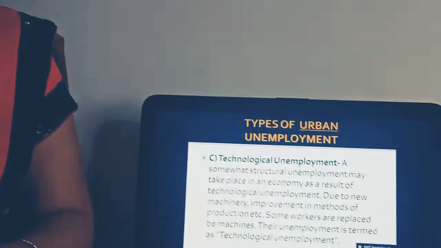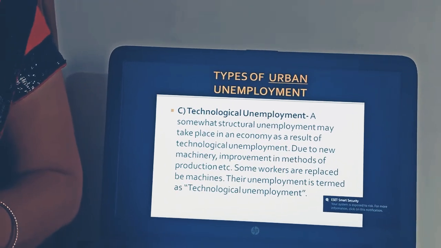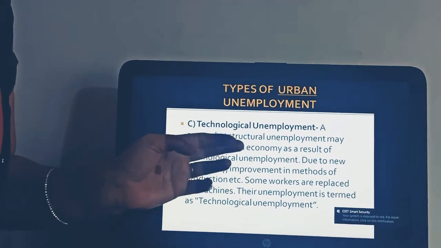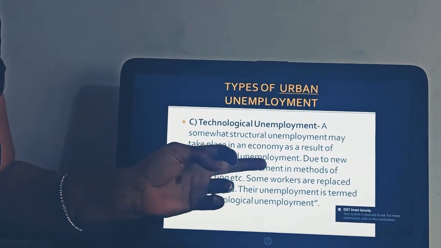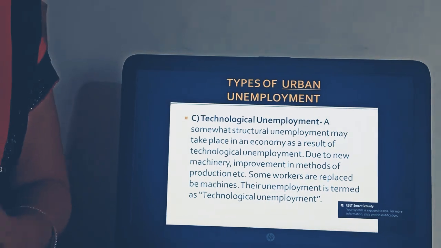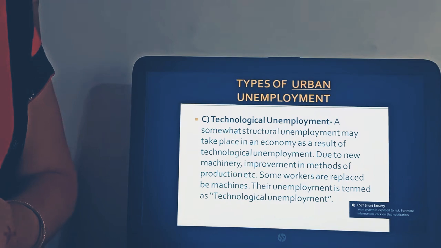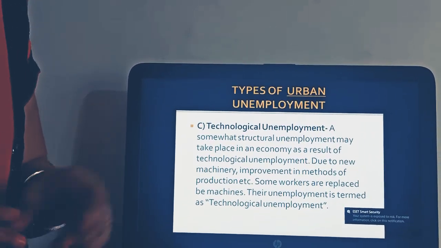Let us move towards the types of urban unemployment, the third part, that is technological unemployment. What actually is technological unemployment? Structural unemployment may take place in an economy as a result of technological change due to new machinery. Suppose a company purchases new machinery and there is an improvement in the production technology. What happens here? Some laborers or workers are fired, asked to leave the company because the machine is there to work.